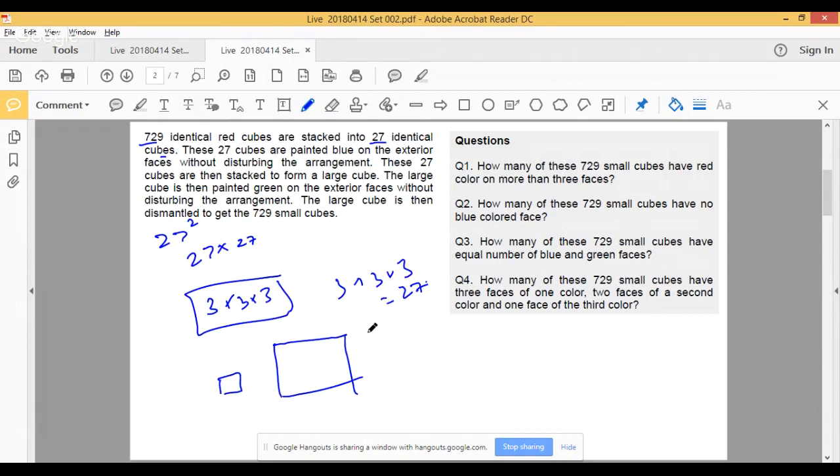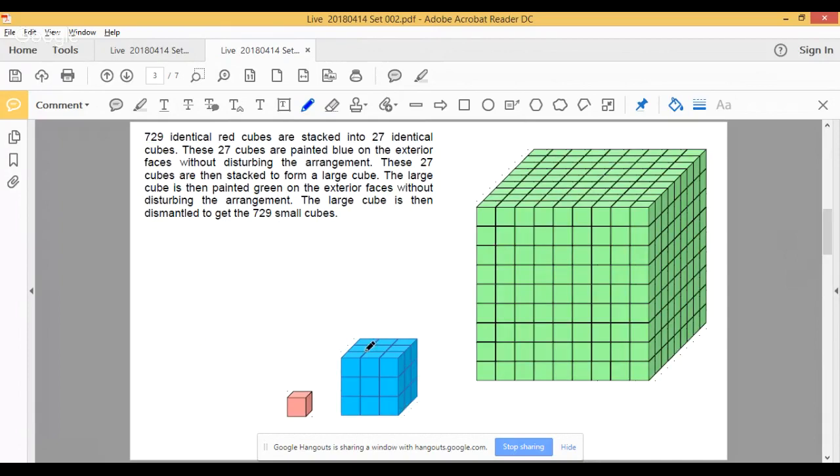So let's call it a medium cube, right? These 27 cubes are then stacked to form a large cube. So there is one cube which has 27 cubes. There are 27 such cubes, which will be stacked together to form a large cube, right? Now this is red on all six surfaces. Then this one is painted blue, and then this is painted green. Now just to make life easier, I have created this part over here. So this is stacked into this, and this is then stacked on it.